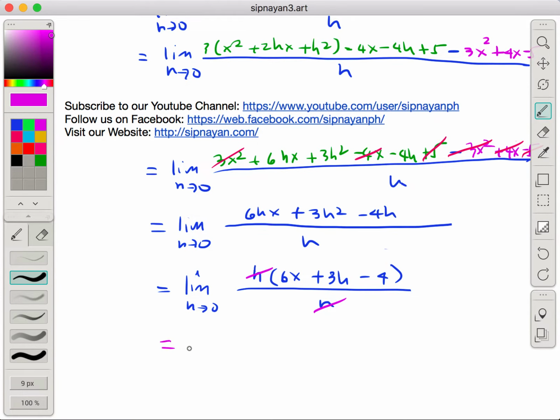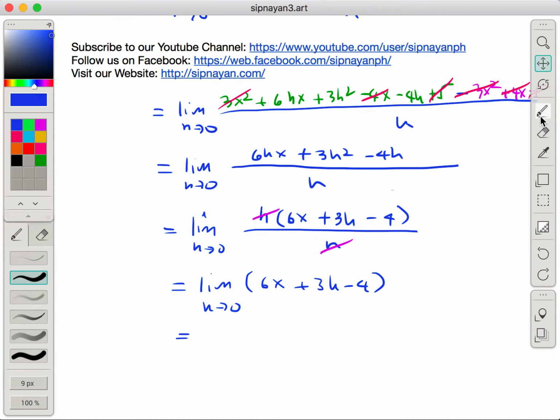we have the limit as h approaches 0 of 6x plus 3h minus 4, which is equal to, when h approaches 0, to remove h, replace all the h here with 0. So it becomes 6x, this disappears, 6x plus 3 times 0 minus 4. So this is equal to 6x minus 4.